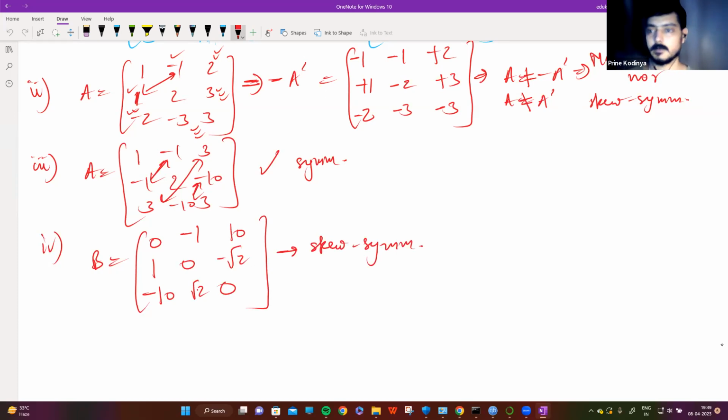Right now, let's hear about the important property. What is the use of this? How did we start talking about symmetric and skew symmetric matrices?